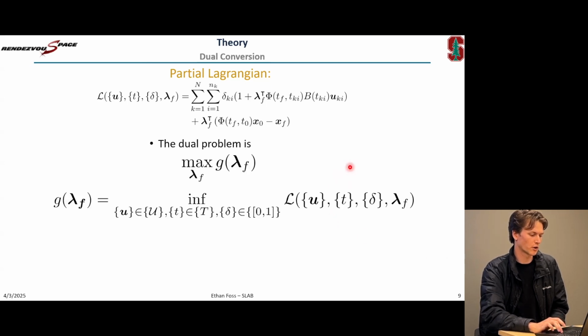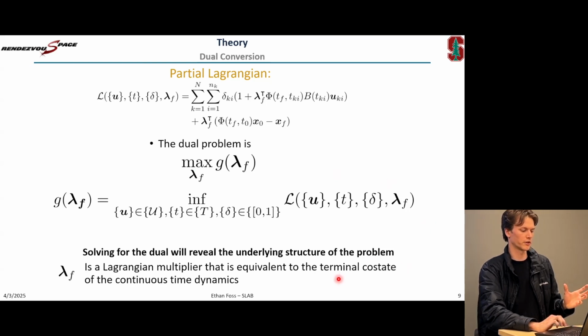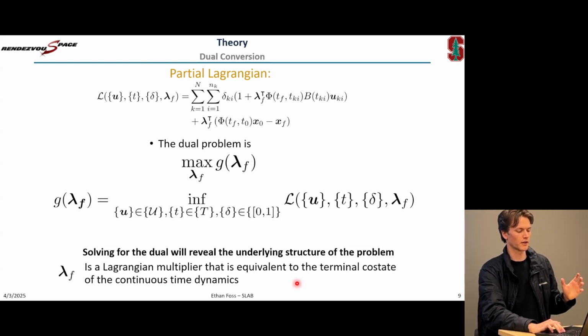So if we formulate this partial Lagrangian, we have this dual problem. And we'll see that solving this dual problem will reveal this underlying structure of the problem that solving a primal problem, that you would use maybe in a direct method, will not typically capture. And so we introduced this new term, this lambda f. This is like a Lagrange multiplier. And this is actually equivalent to the terminal co-state of the continuous time dynamics, if you are familiar with that continuous time optimization theory.